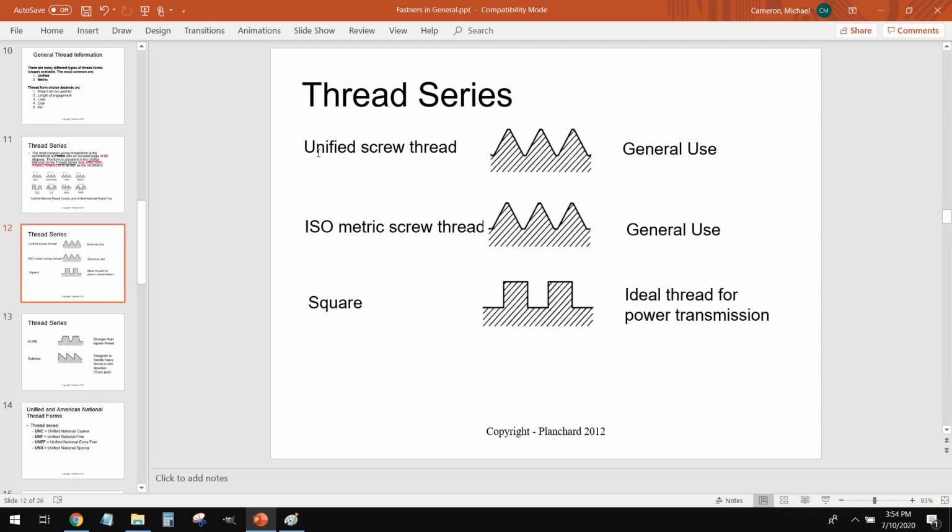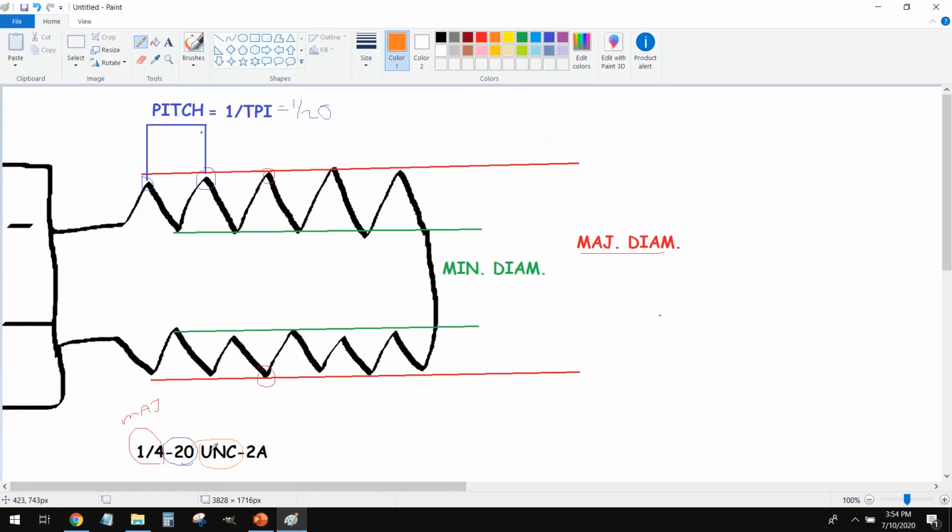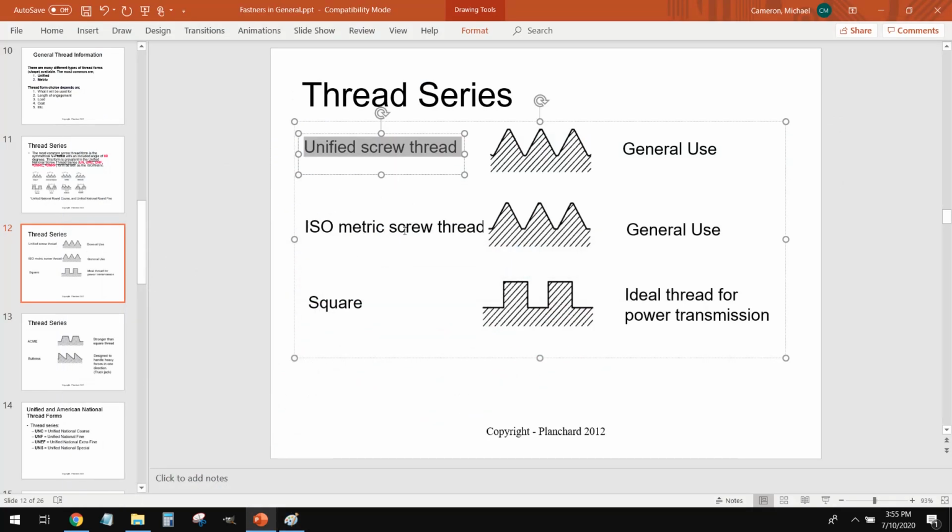We have Unified National Screw Threads, which is what UNC is. So UNC is Unified National, and then it's a coarse pitch thread. Unified National being the shape of the thread. We also have threads for metric, and these are essentially the same. These are general use threads, meaning we use them for pretty much holding parts together. If you go ahead and buy a screw from Home Depot, it's going to be either a unified national thread or it's going to be an ISO or a metric thread.